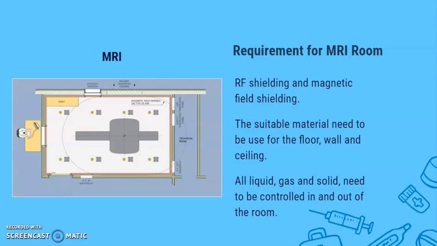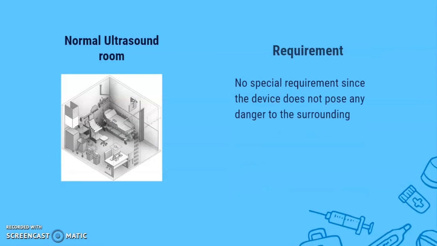image. The floor, wall, and the ceiling need to use suitable material. The room in the end must be fully insulated with only controlled air, liquid, and solid that can be passed through. So every single matter needs to be controlled in and outside of the room. This is for safety purpose.